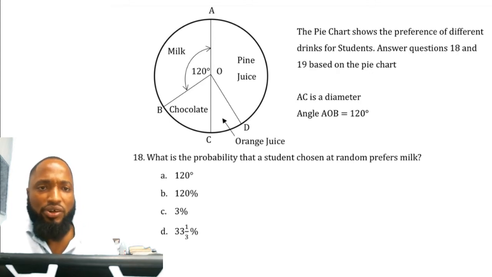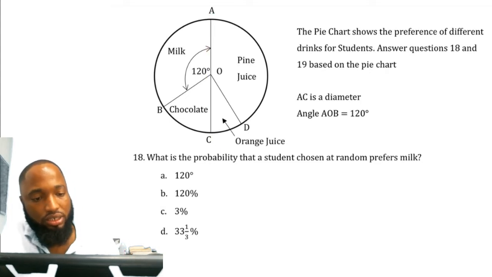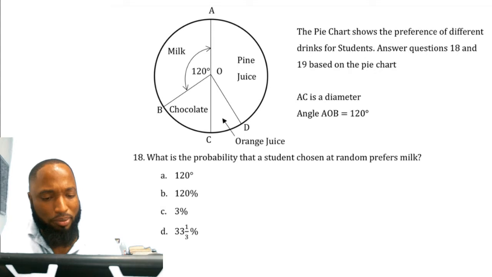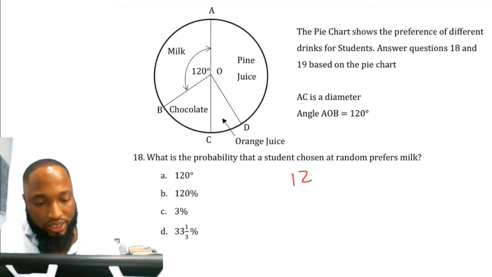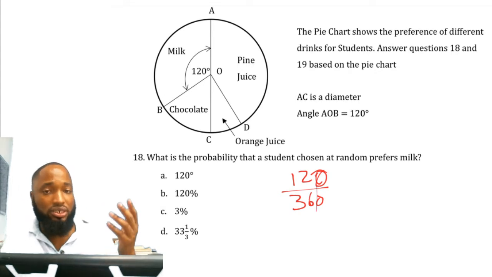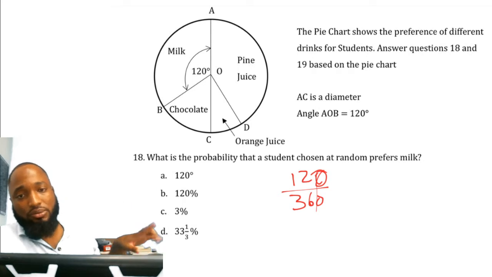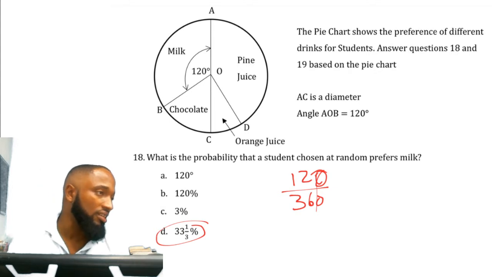The pie chart shows the preference of different drinks for students. Answer questions 18 and 19 based on the pie chart. AC is a diameter, meaning it goes straight through the center. Angle AOB is 120. What is the probability that a student at random likes milk? 120 over 360, that is it? 120 degrees over 360, what is that? One third. So 120 over 360 is 1/3. Instead of writing 1/3, they write it in terms of percentage. So 33 and a third percent. D is the answer.